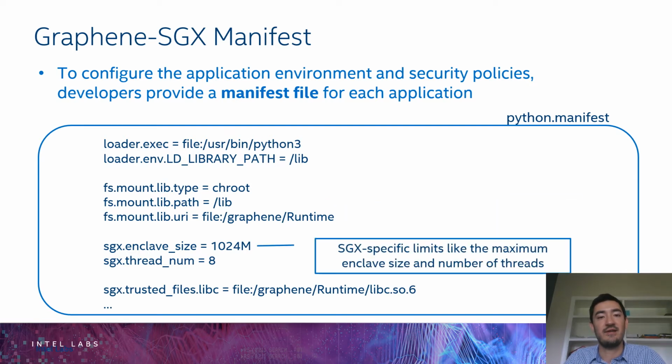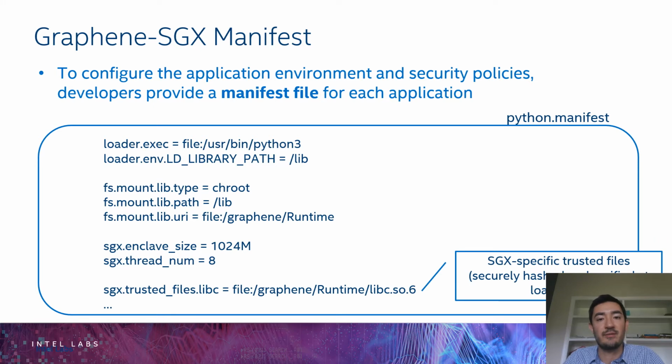Next, the manifest contains some SGX architecture-specific variables like the maximum enclave size and the maximum number of simultaneous enclave threads. These are the limitations of SGX version 1. Finally, this example shows how files to be consumed by the enclave must be marked as trusted. In this case, Graphene calculates the secure hashes during build time, appends these hashes to the manifest, and then during runtime, Graphene will verify that the files were not modified.